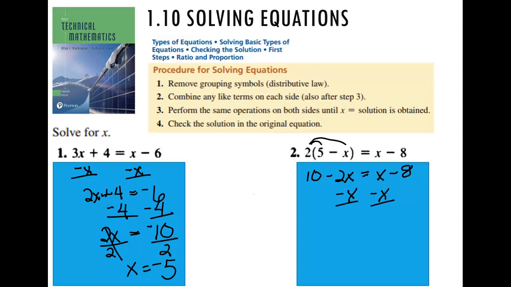So this is going to give us 10 minus 3x equals, and when I subtract the x's here, that's 0. So that leaves us with negative 8. Now to get this x part by itself, I need to get rid of the 10. So I'm going to subtract 10 from both sides.